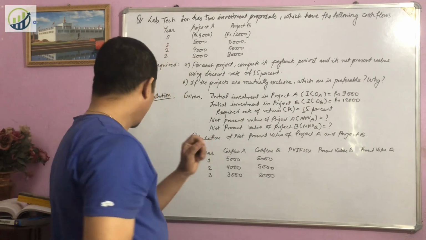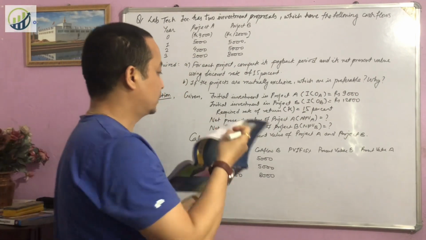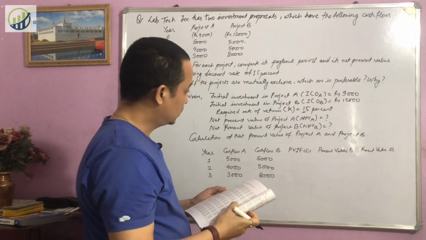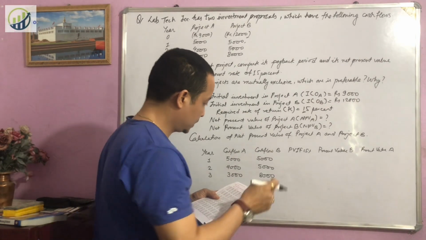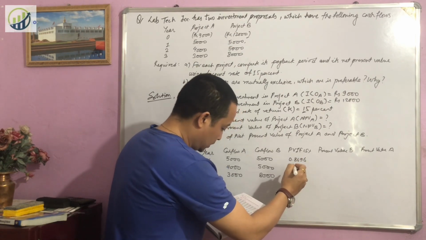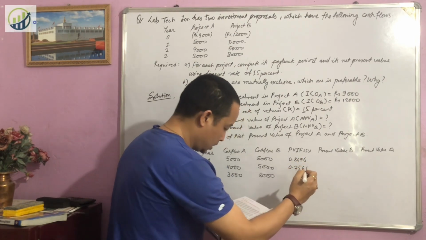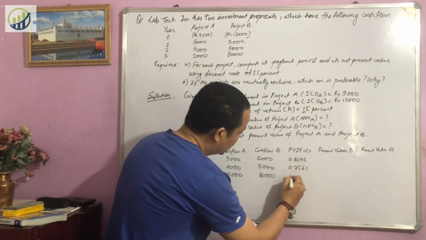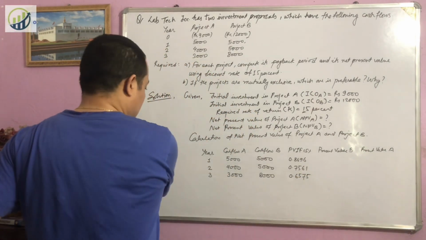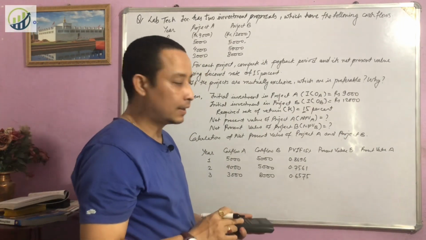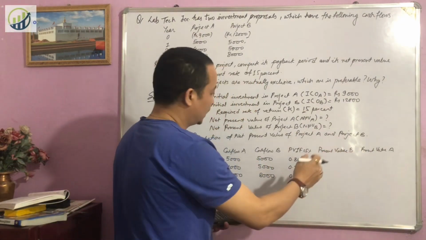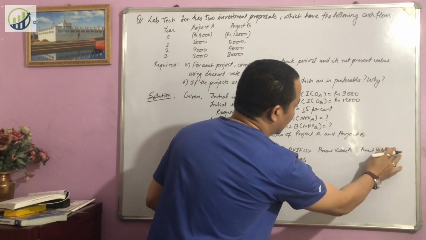Now you have to write the factor of 15%, present value interest factor at 15%. You can see from the table. See the table, 15% PVIF, that is your first year 0.8696, then 0.7561, then 0.6575. So these are the factors which are from the PVIF table. Now you have to find the present value of A and B.